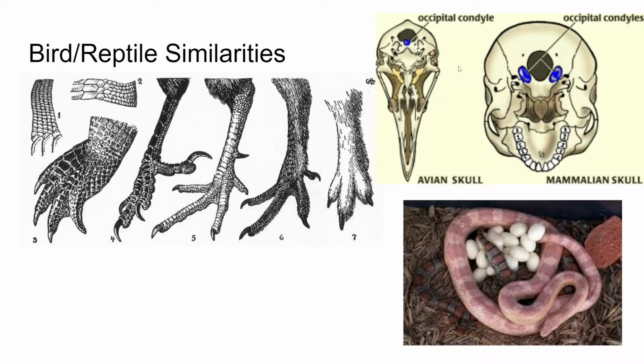And so the birds have one. We have two of those at the base of our own skulls. Reproduction is very similar between birds and reptiles: internal fertilization, oviparous. And then, of course, they share that common ancestry with dinosaurs, and that also links them.